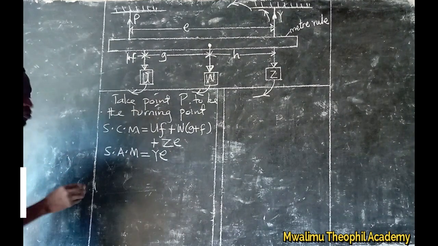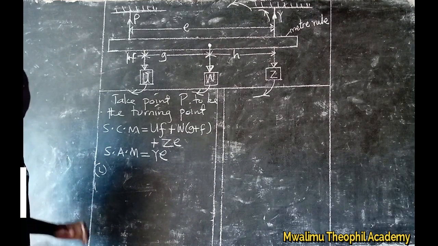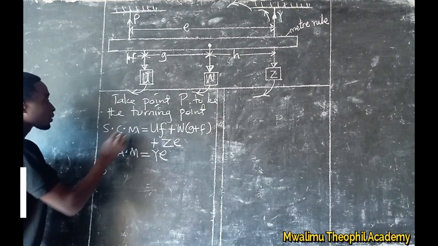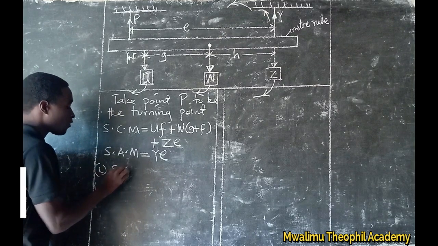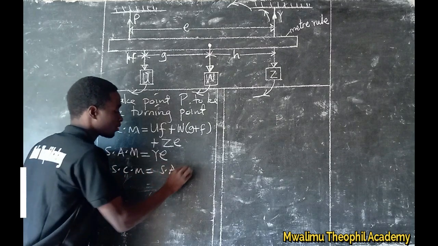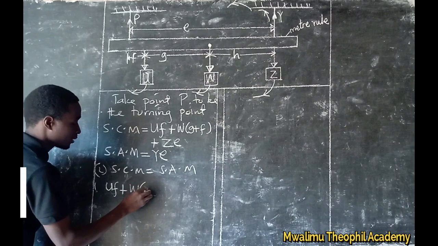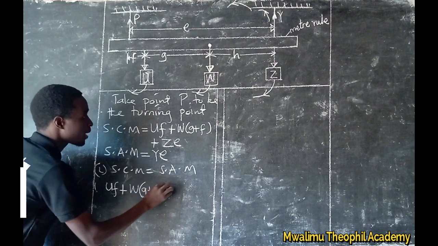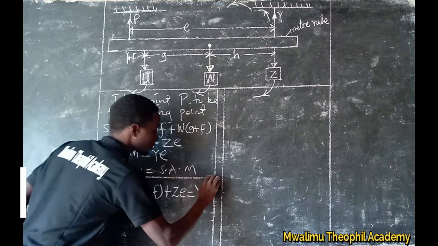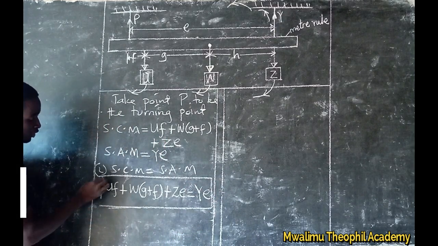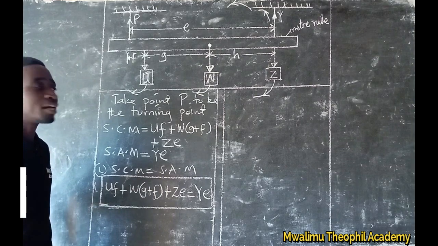Now we are through. So according to the first condition of a body in equilibrium, the sum of clockwise moment is equal to the sum of anticlockwise moment. So, UF plus UF plus W times G plus F plus ZE will be equal to YE. This is according to the principle of moment, and it is the first condition for the body which is in equilibrium, that the sum of clockwise moment is equal to the sum of anticlockwise moment.